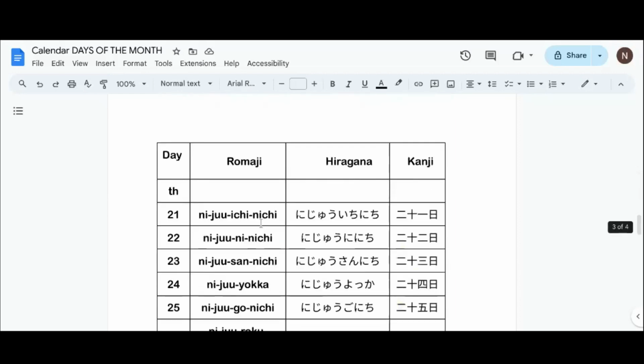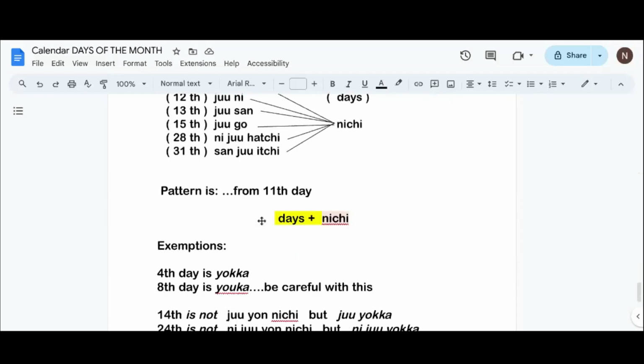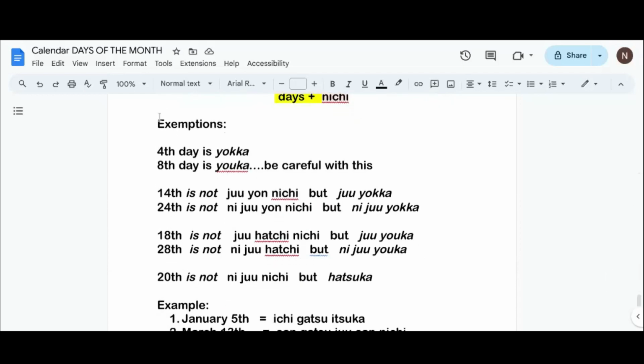And then again, there is an exemption. Like what I told you, the 4th day is yoka. The 8th day is yoka. So be careful with this. It has the same pronunciation, the same hearing. So if you want to be more sure, you can ask, yon nichi or hachi nichi desu ka, so that you can make sure.